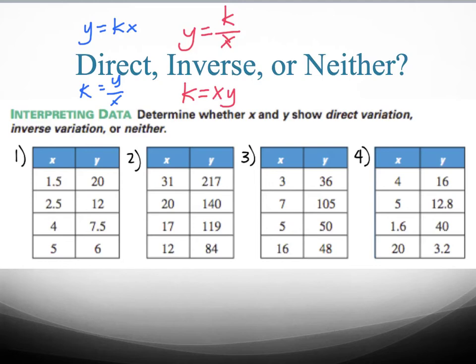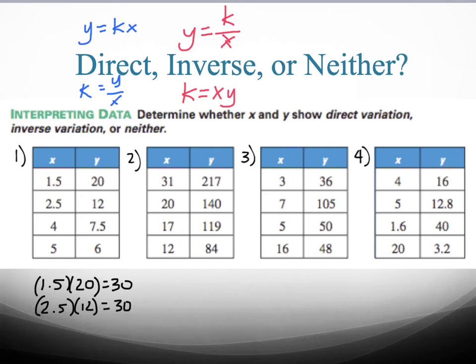All right, for this first one, I'm going to start off by finding the quotient of 20 and 1.5, but I can very quickly see that is not going to be the same as the quotient of 12 and 2.5. So this is not direct. What about inverse? Find the product of each ordered pair. 1.5 times 20 is 30. And the same thing with 2.5 and 12, that's also 30. 4 and 7.5, also 30. 5 and 6, also 30. So the product is consistent, and that means this is an inverse variation.